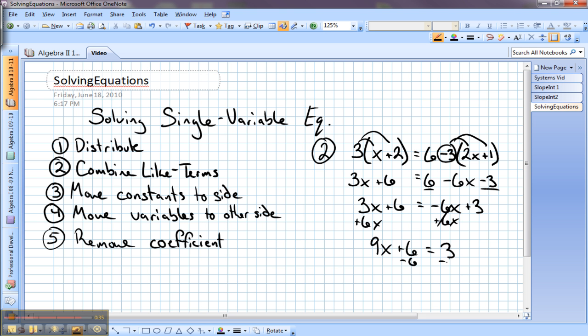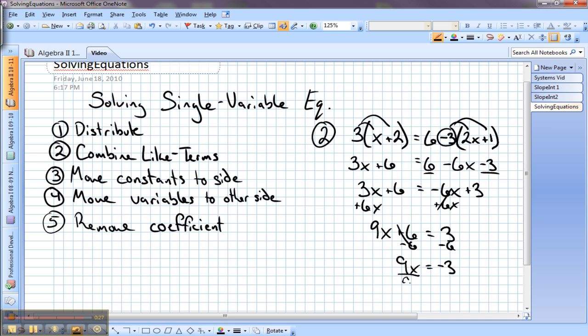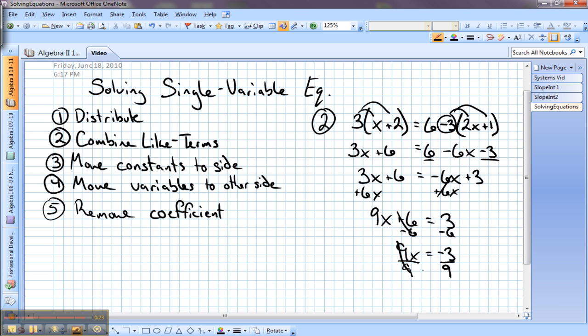When we subtract 6 to move our constants, we will get 9x equals negative 3. Finally, we will remove our coefficient by dividing both sides by 9. And when we reduce, we see that x equals negative 1/3. So to recap, distribute first, combine like terms, move your constants to one side, move your variables to the other, and finally remove the coefficient.